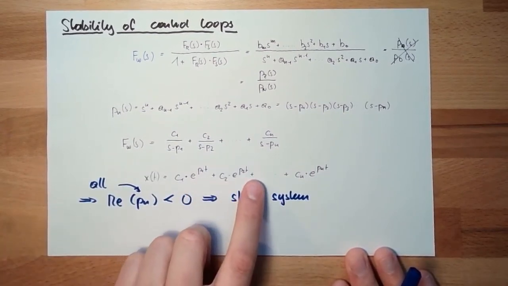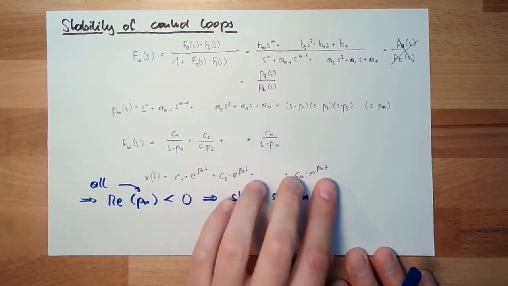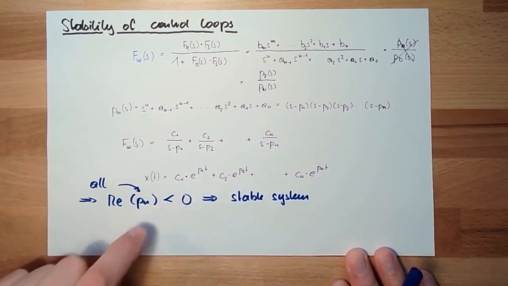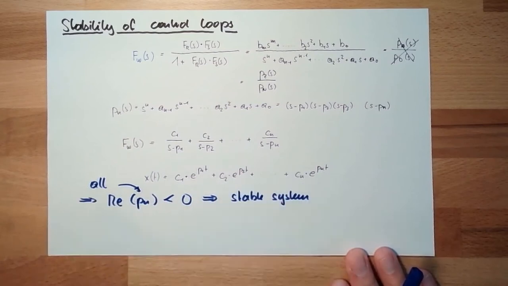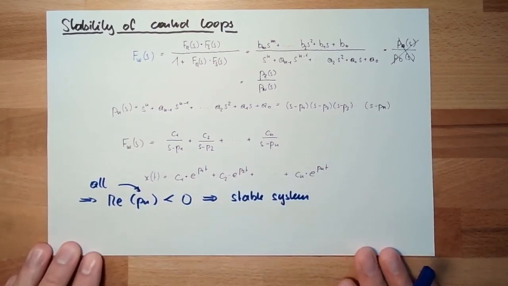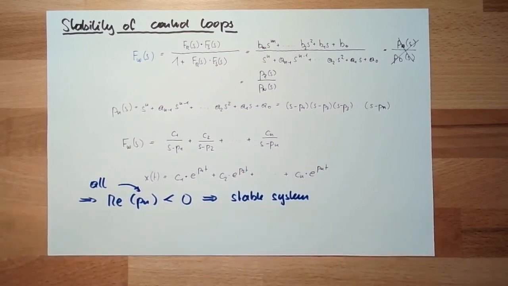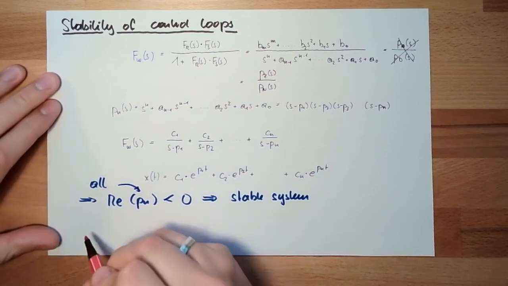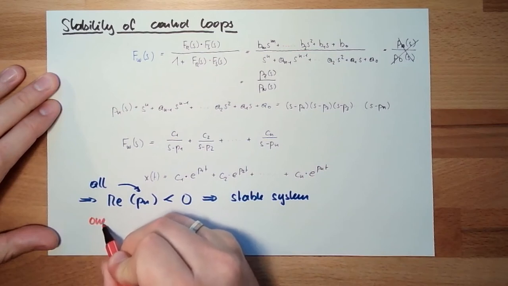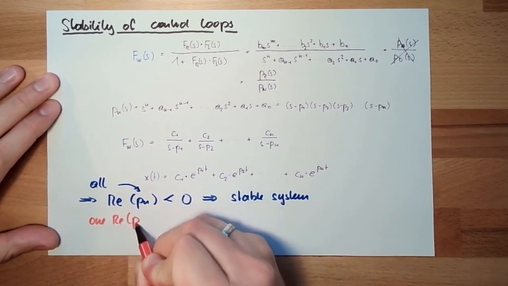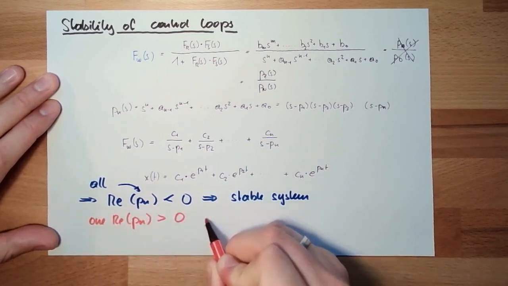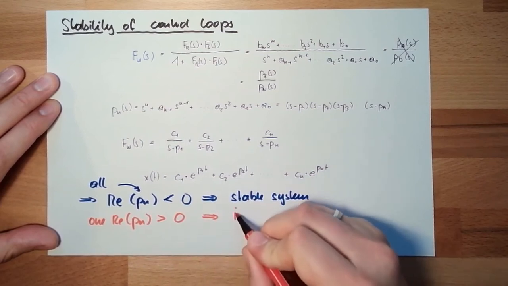All the real parts of these pole positions must be lower than zero. If one is higher than zero, if one real part of a pn is bigger than zero, it's unstable.